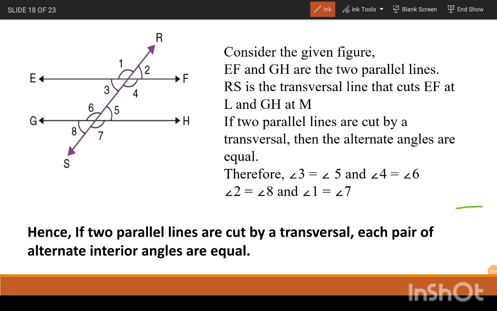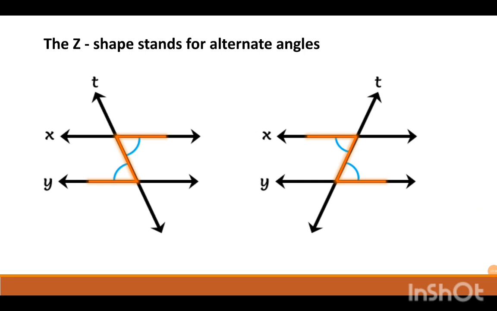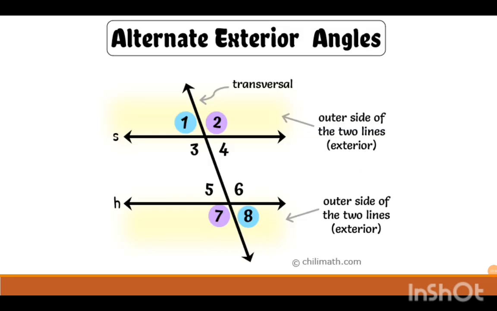Then we have alternate exterior angles. Now we are going to look at the exterior part of the parallel lines, one on the right side, the other on the left side. So here 1 and 8 are alternate exterior angles. 2 and 7 are also alternate exterior angles. They are also equal.